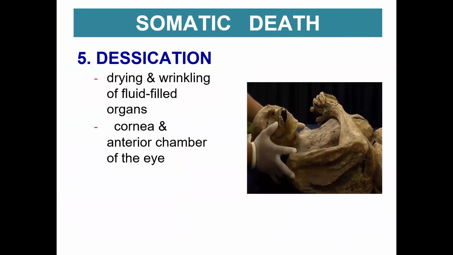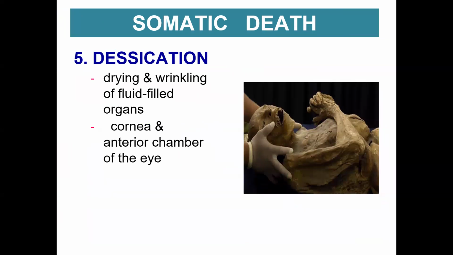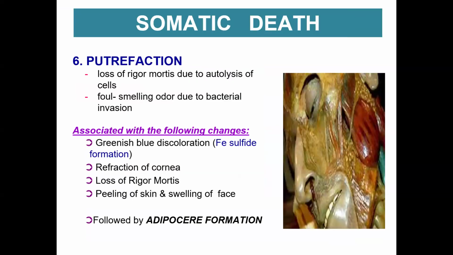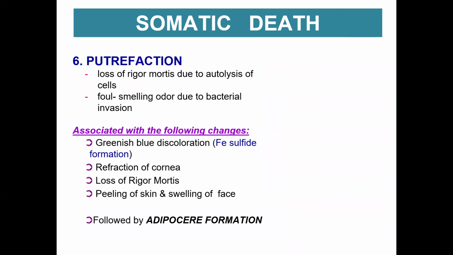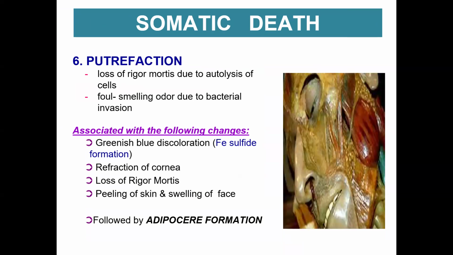Desiccation is the drying and wrinkling of fluid-filled organs as well as the cornea and the anterior chamber of the eye. Putrefaction: there is loss of rigor mortis due to autolysis of cells, and a foul-smelling odor starts due to bacterial invasion. This is associated with different changes, including greenish-blue discoloration due to the formation of ferrous sulfide. You have refraction of the cornea, loss of rigor mortis, peeling of skin, and swelling of the face, followed by adipocere formation, or wax formation. It looks like wax.